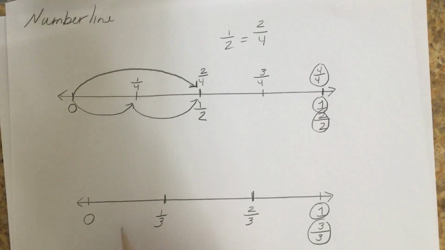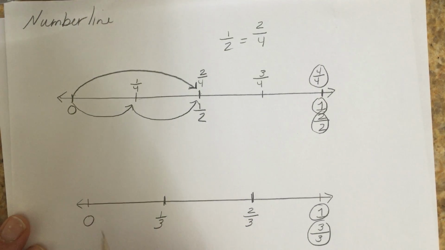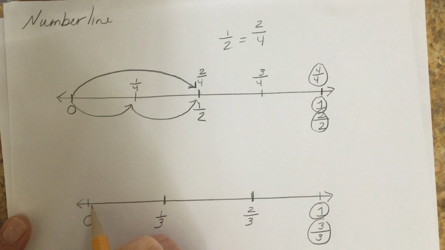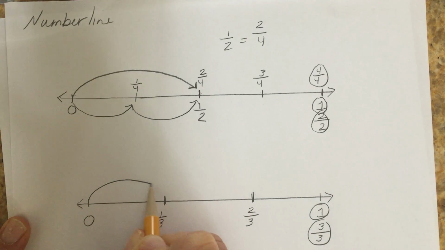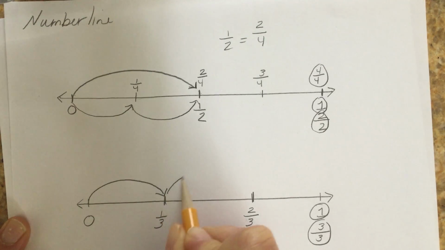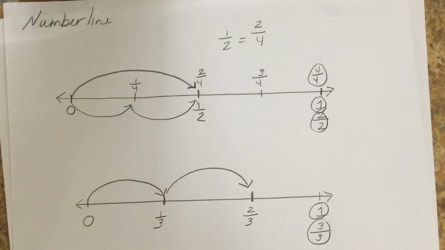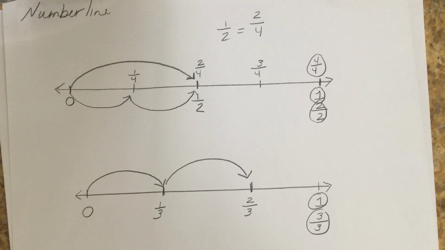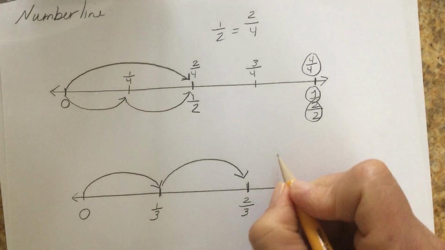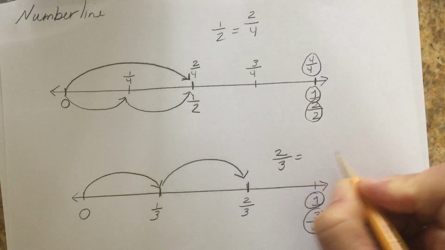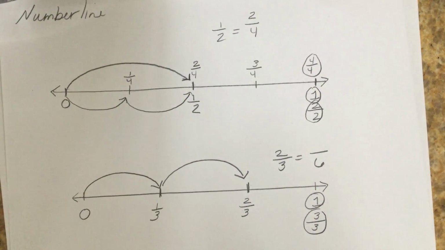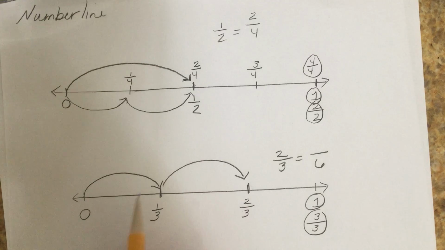Okay, and let's say I want to show 2/3. 1/3, 2/3, and I want to see how many sixths this is equal to. So 2/3 is equal to how many sixths? So now I need to divide my line into 6 equal parts.